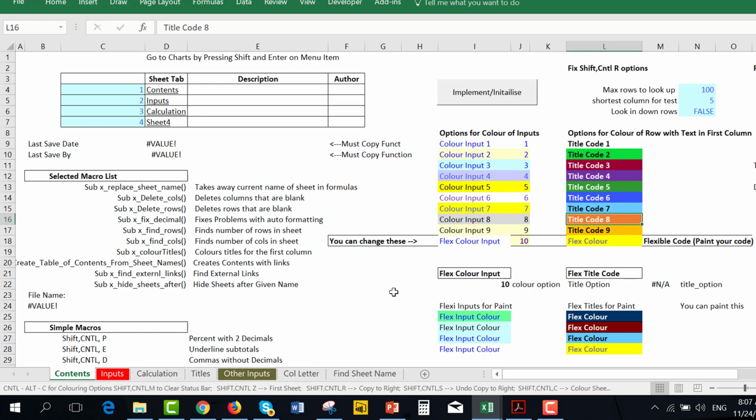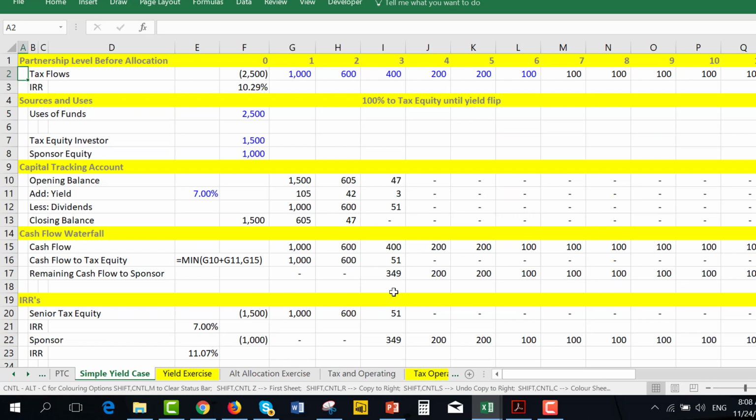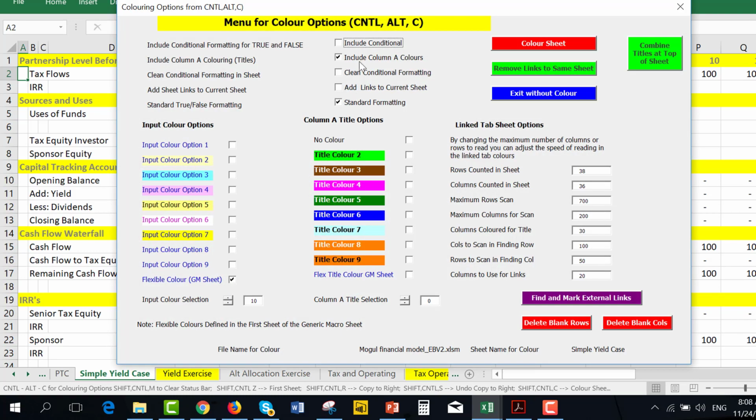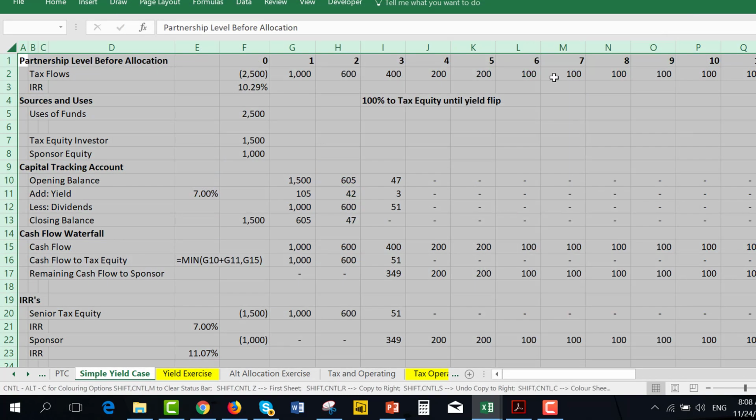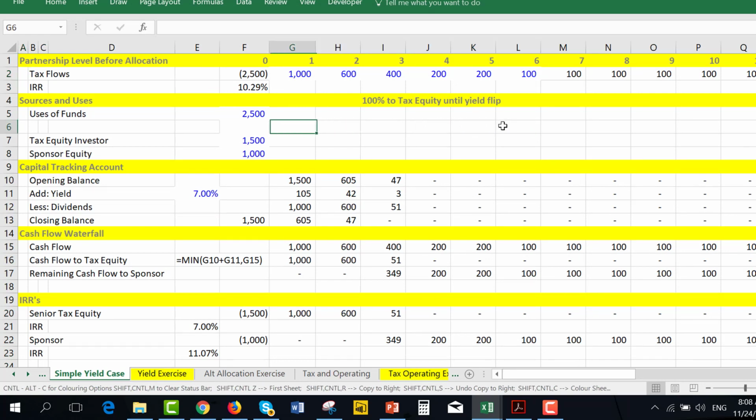I hope you see that you don't have to do anything fancy here. All you have to do is have the generic macros open, press Control-Alt-C, and then you can include the true-false. You can make it a different color. Right now I have a yellow color or something, and then you can color the sheet. That's what I did. That's how you get the various things.